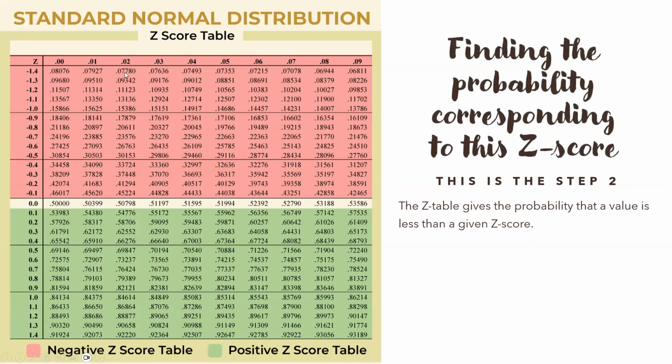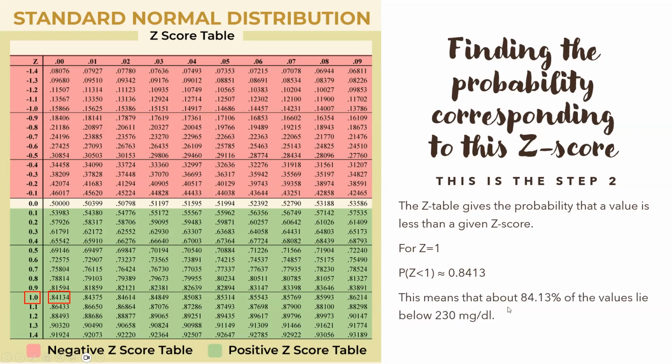This is the Z score table. We find the probability corresponding to this Z score on the table. The Z table gives the probability that a value is less than a given Z score. For Z equal to 1, the probability is 0.84134. So we have tabulated it over here. This means that about 84.13% of the values lie below 230 milligram per deciliter.